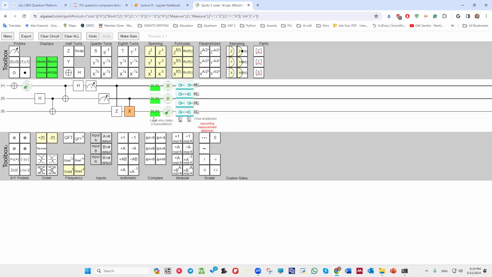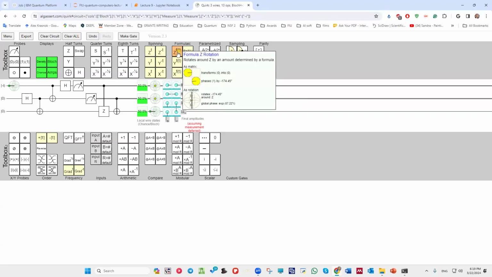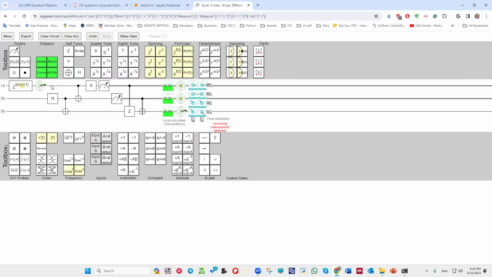Again, state plus, state minus, minus i, plus i. So these states are the same. So it looks like the state is teleported. We can confirm that actually using the rotation gate that rotates the state of the qubit in time.